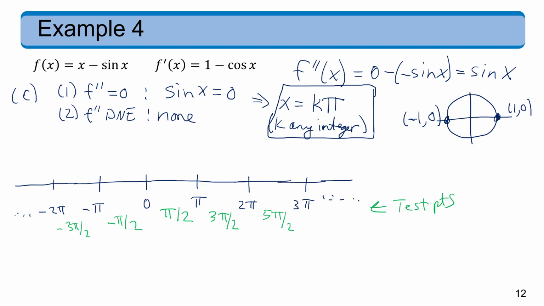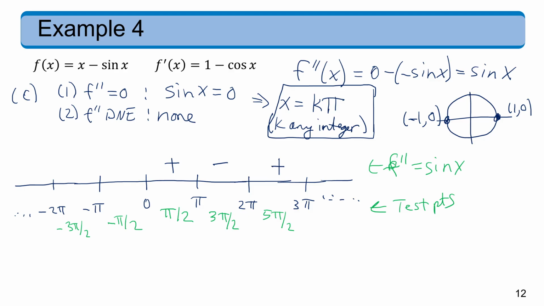Now we want to plug all these into the second derivative, which is a very simple formula. F double prime is sine x. So that's what we're plugging into. So when we plug in, let's start with pi halves, one of our test points. Sine of pi halves is 1, so that's positive. Let's go to 3 pi halves. Sine of 3 pi halves is negative 1, so we got a negative there. Now 5 pi halves is back up at the same location as pi halves on the unit circle, so you'll get the same result, positive 1.